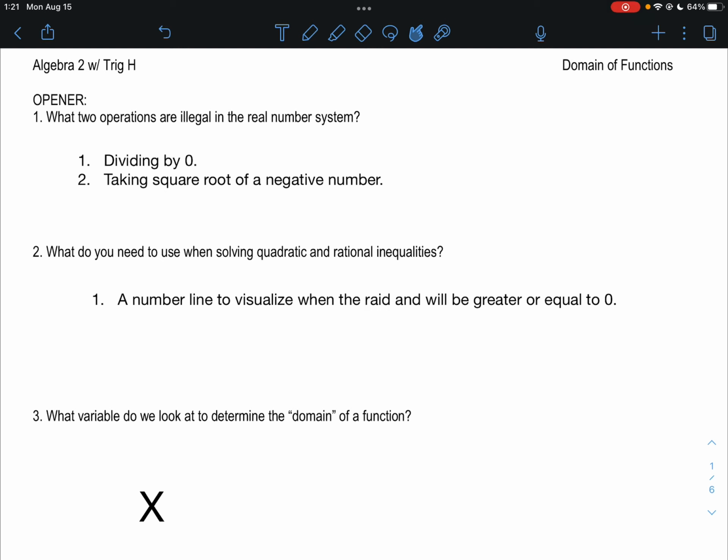To start today, we have a couple of questions we're going to talk about in class. Number one says, what two operations are illegal in the real number system? I think we all know we can't divide by zero, but another really important one that we'll use today is you cannot take the square root of a negative number.